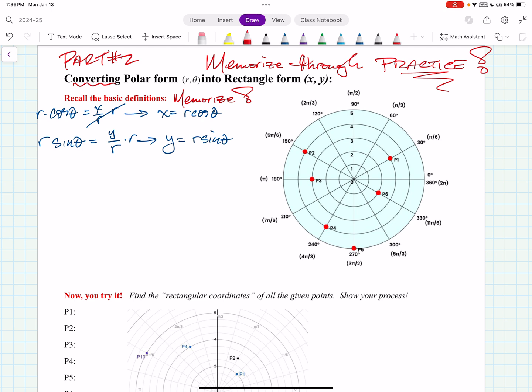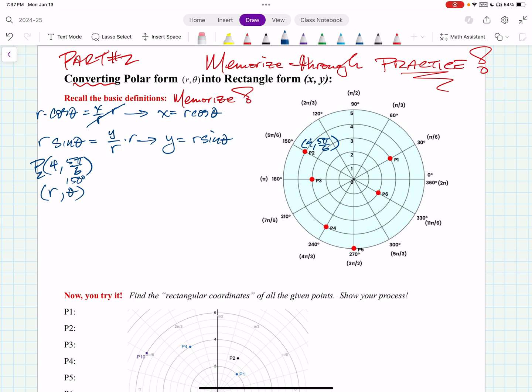Okay, so let me illustrate. Let me take a point like, let me start off with P2. Okay, so where's point two? Well, it's on the fourth circle. So (4, 5π/6). So there's P2. I'm going to write that down over here: (4, 5π/6). If you want to write that down in degrees, 150 degrees, you can do that if you want, I suppose. Okay, and notice that r is 4 and theta is 5π/6. So it's always r comma theta.